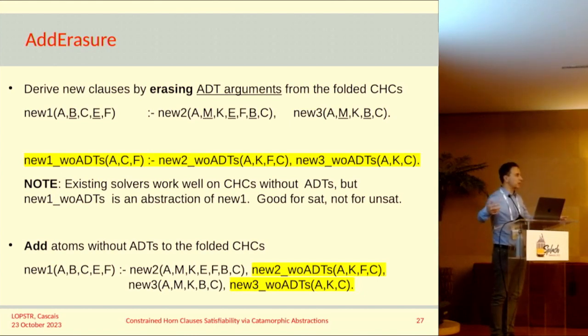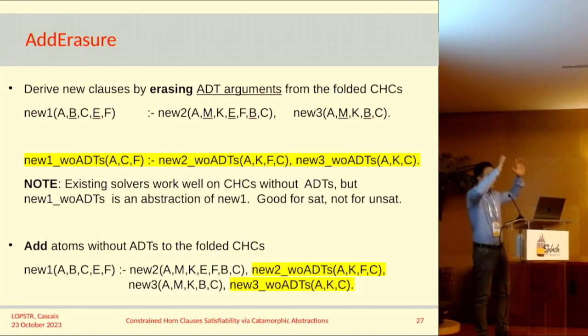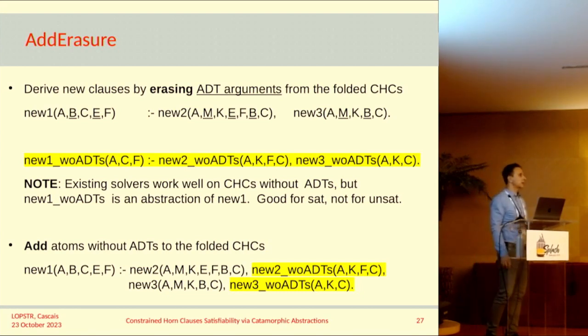Existing solvers are good on clauses without DTs, but since this is an abstraction, this is good for proving satisfiability, but not for proving unsatisfiability, because if you prove unsatisfiability in the abstraction, it could be a spurious counterexample.